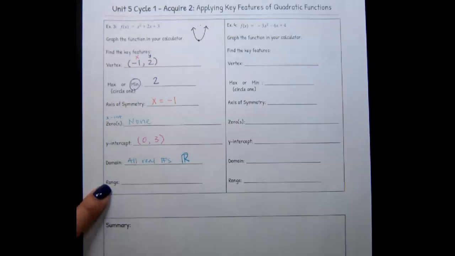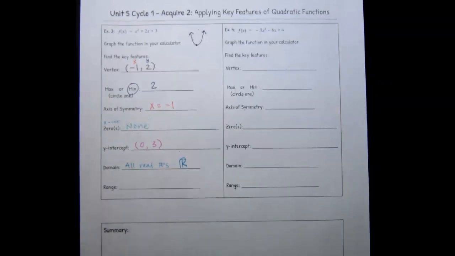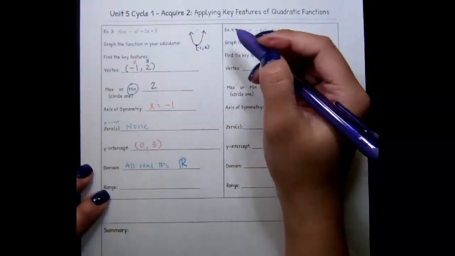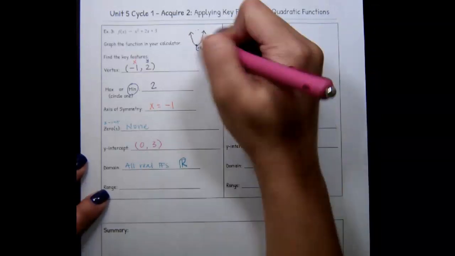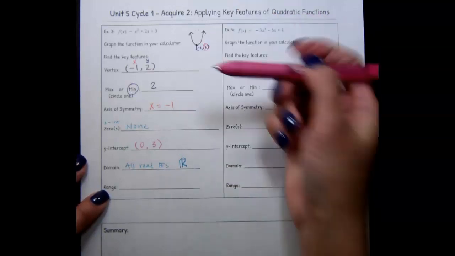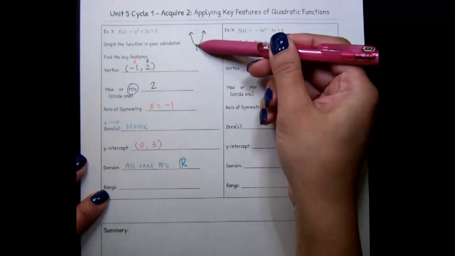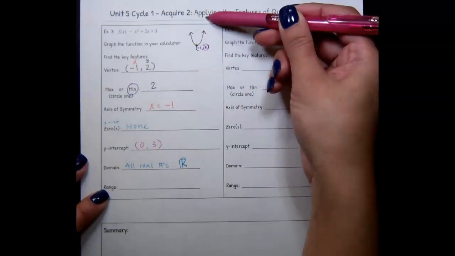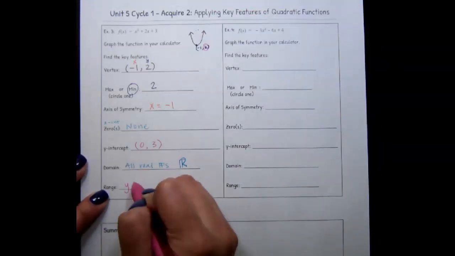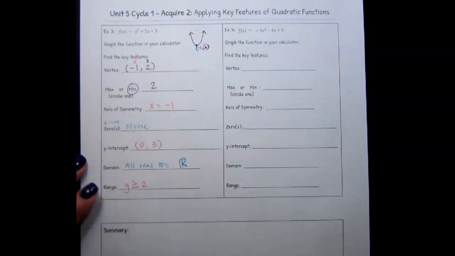Now, the range is going to change depending on what your parabola looks like. So I know that this point is -1, 2. My range is the y value. That's my y value. It doesn't go any lower than 2. It goes to 2, and these arrows move up. So my y values are always going to be greater than or equal to 2.